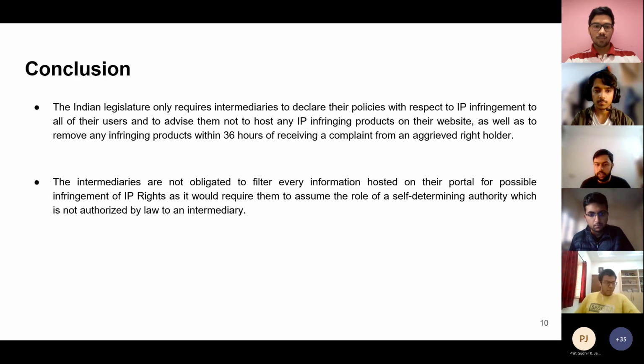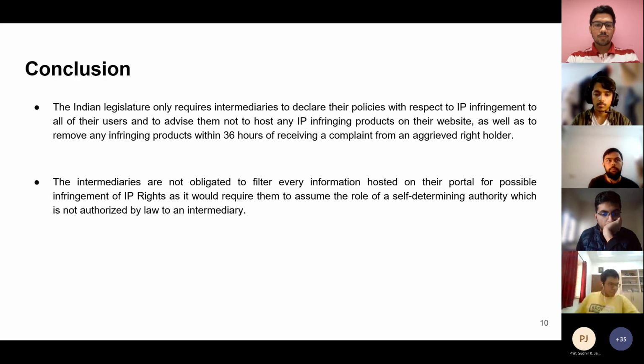They cannot filter every piece of information hosted on their portal for possible infringement, as it requires them to assume the role of a self-determining authority and requires them to just judge if there is some sort of intellectual property infringement on their own, and which is not authorized by law to an intermediary.